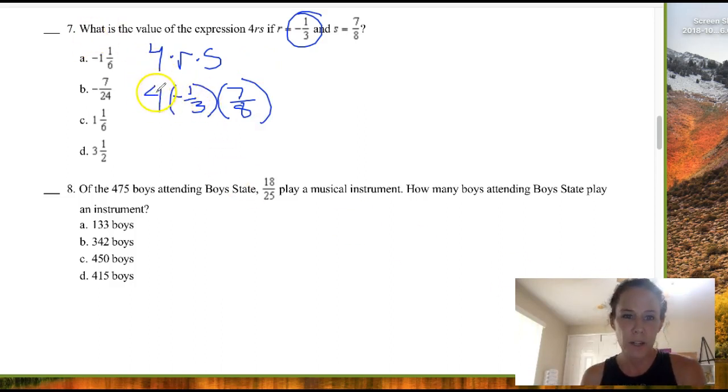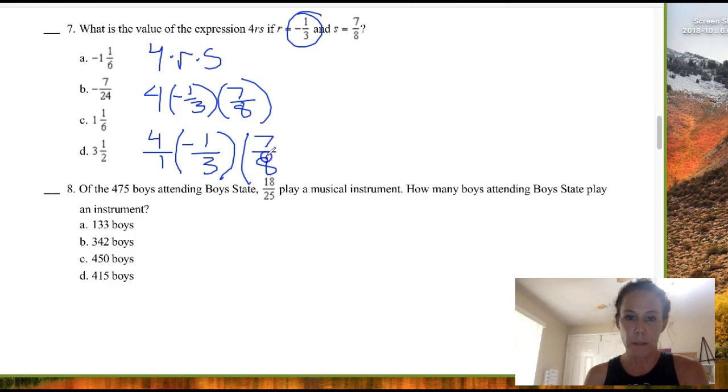I think it's easier if you write this as a fraction too, so let's write this as 4 over 1. And then that's multiplied by negative 1 over 3, and I'm just going to attach the negative to the top. I could attach it to the bottom, it doesn't really matter as long as I attach it to one or the other, not both of course. All right, so now that these are all multiplied together, I can actually cross cancel them all together. So 4 actually divides into 8 and leaves me with 2.